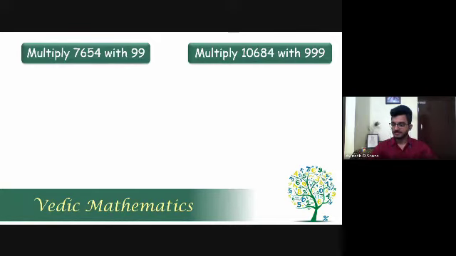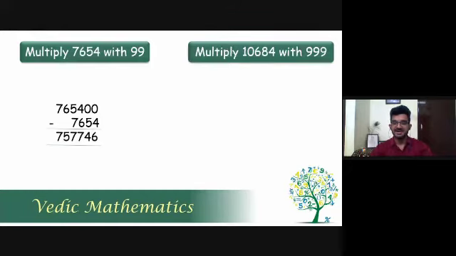Yeah. So for the first one, where you have to multiply 7654 with 99, the nearest base is 100. So multiply the multiplicand by 100. The number will become 765400. Then subtract 7654, and the difference that you get is 757746. Okay.